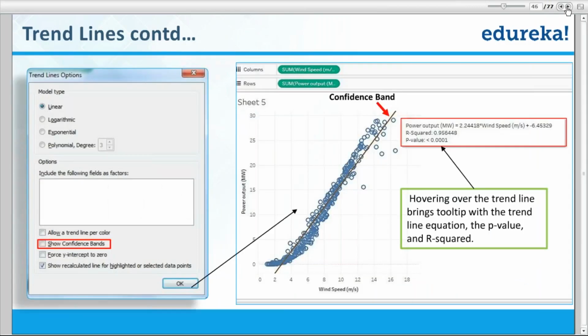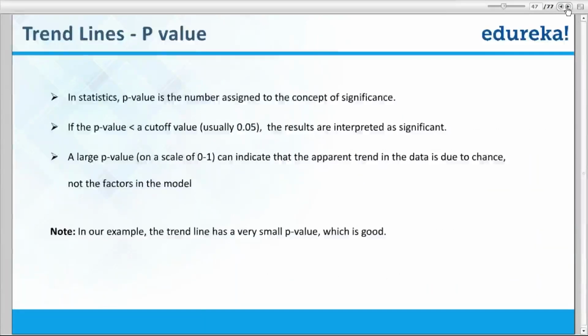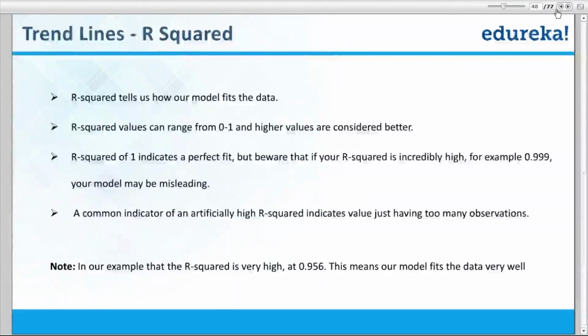You can just edit the trend line, see these options we saw now, and there are confidence bands and confidence intervals. So in statistics, p-value is the number assigned to a concept of significance. P-value should be less than 0.05 always. A large p-value can indicate that the apparent trend in the data is due to chance. So in our example, we have very small p-values.